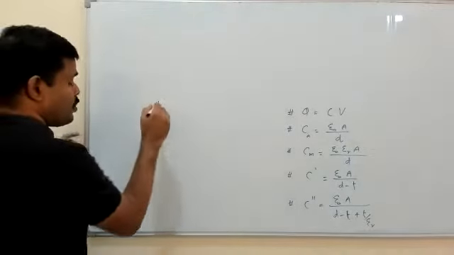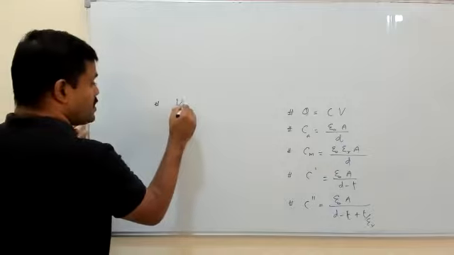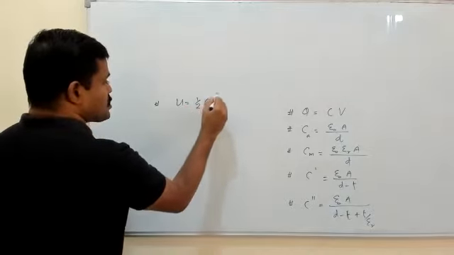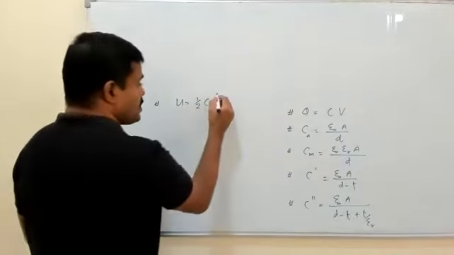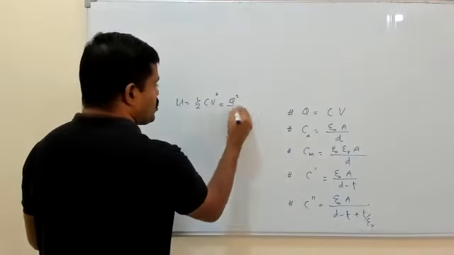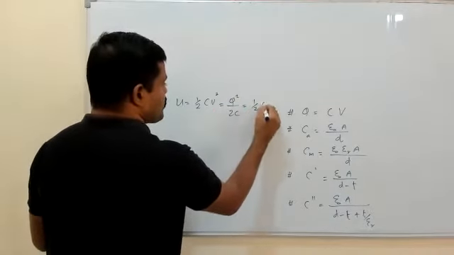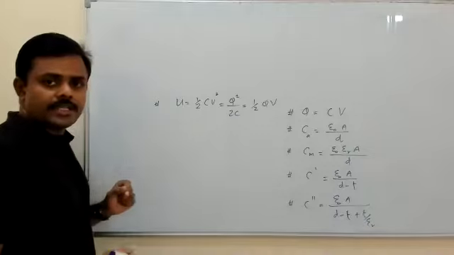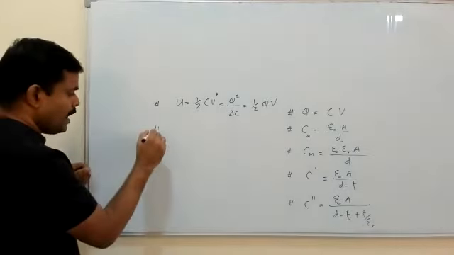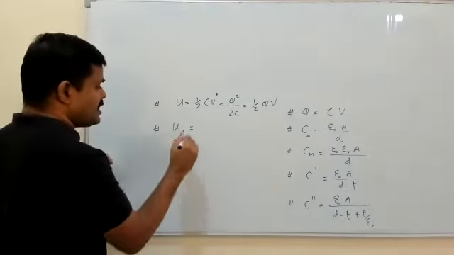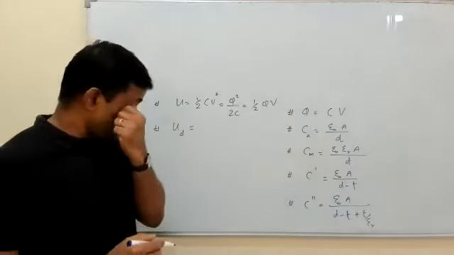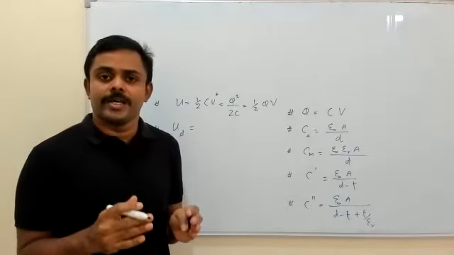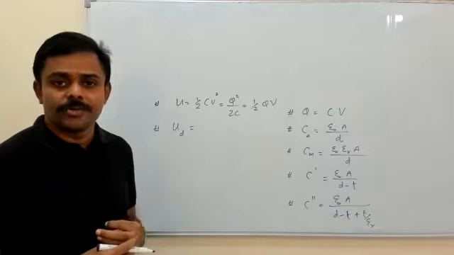And then there were a few equations that I wrote in the end. First one was energy. Energy is half CV square. I'll do the derivation now. That's important. Half CV square, or Q square by 2C, or half QV. These are the equations for energy stored in a capacitor. And then energy density. Energy density means the energy stored per unit volume.